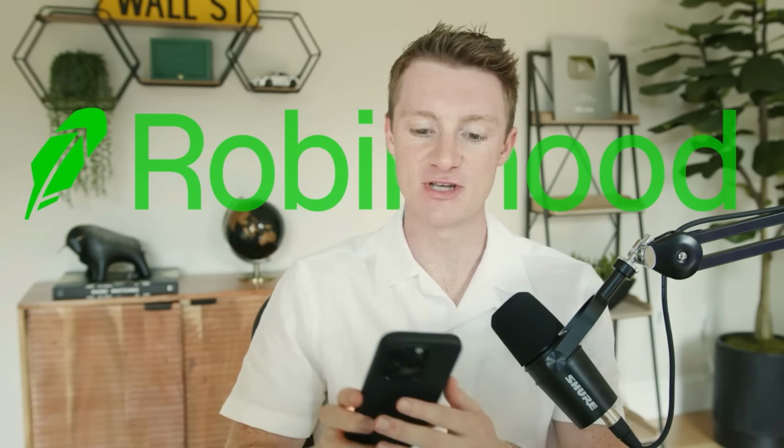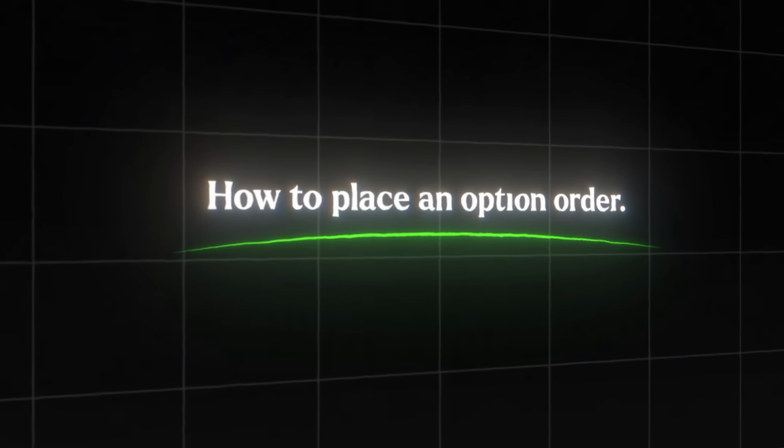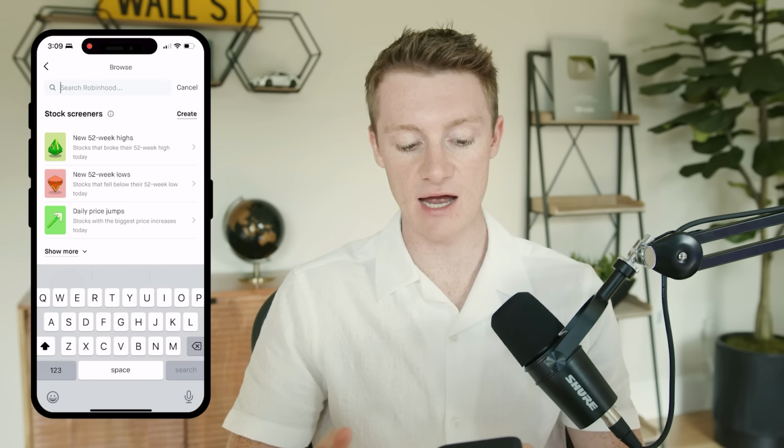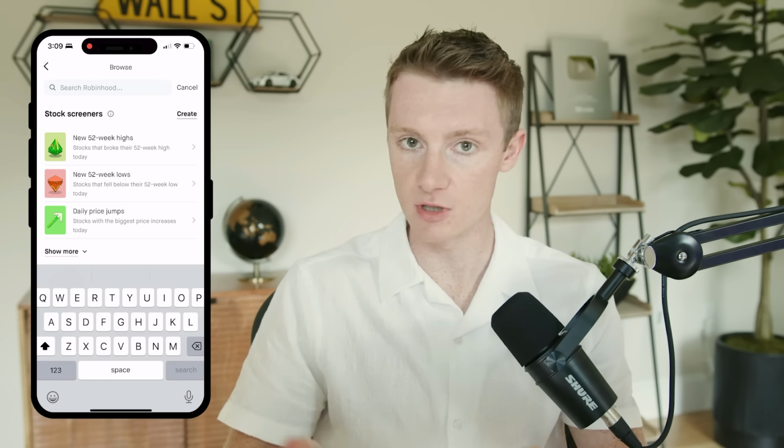In this video, I'm gonna be teaching you how to trade options on Robinhood. So I've gone ahead, I've deposited $500 into this Robinhood account, and we're gonna cover how to place an option order. So first things first, you're gonna wanna click on the magnifying glass to decide obviously what stock you want to trade. You're going to look up that ticker.